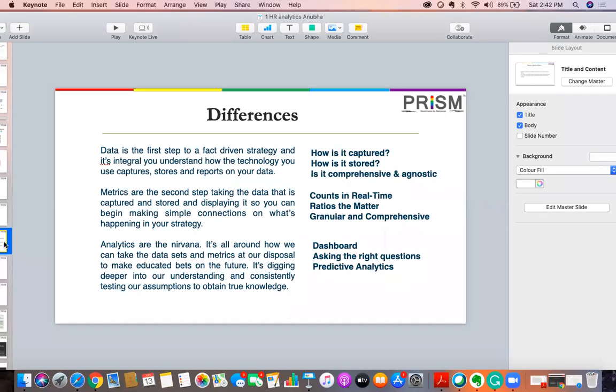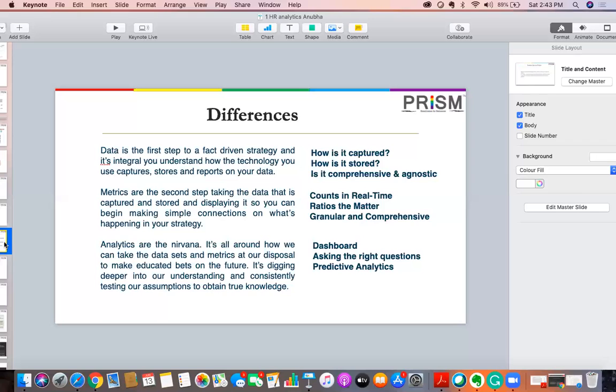So with this, whenever we talk about data, furthermore we have metrics. Now it becomes the second step. There are a lot of metrics we have been filling in from time to time. It could be cost per hire, or source of hire, or related to candidate drop off, and so on. There are many. But what are these metrics and what is their value in the various strategies one gets used to? They focus and emphasize three elements again: counts in real time, ratios that matter, and granular and comprehensive.